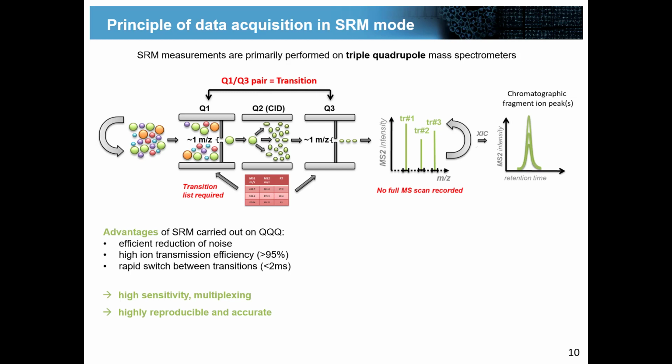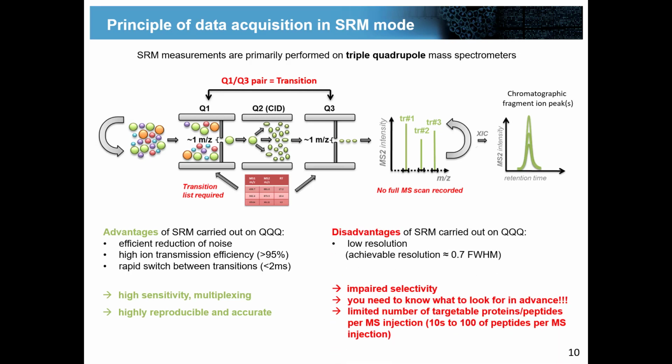And quadrupoles are great mass analyzers in terms of transmission efficiency. So 95% of the green balls that actually enter this quadrupole will be able to make it through. And this high transmission efficiency and the good reduction of noise are the reasons why SRM measurements are very sensitive. And as I already told you, you can tell the mass spectrometer on these transition lists not just one transition, but you can put many transitions into such a list. And this is why you can do multiplexing, so you can measure several peptides, several transitions, several proteins.